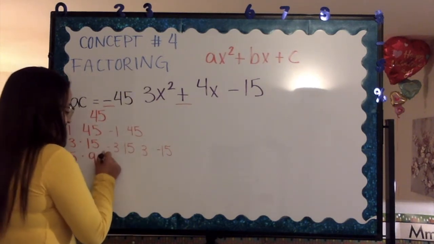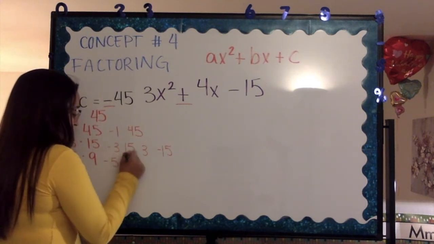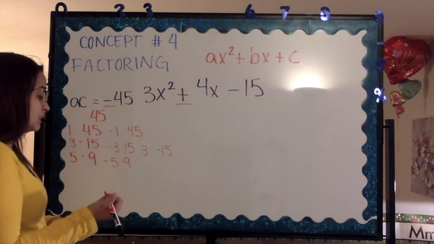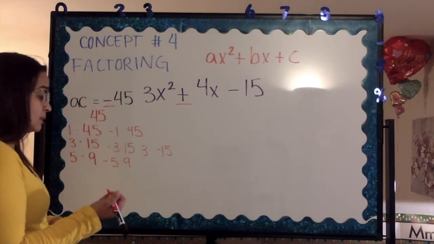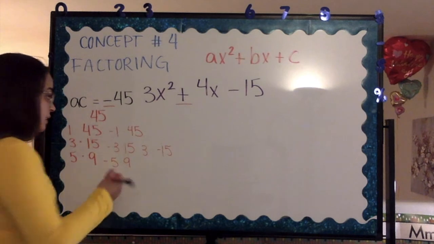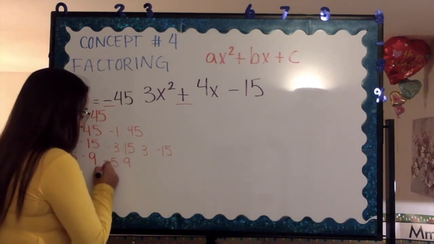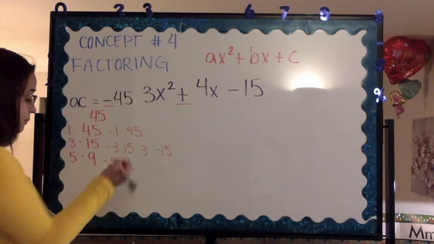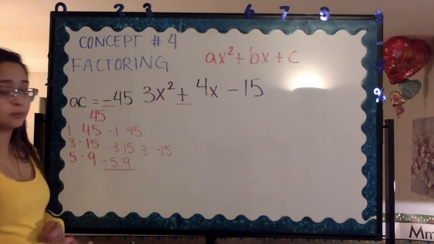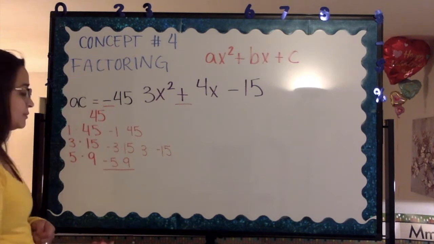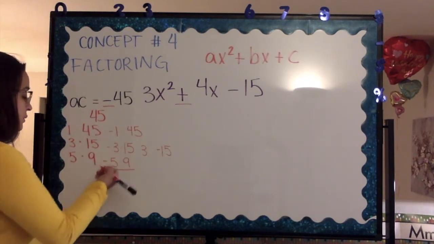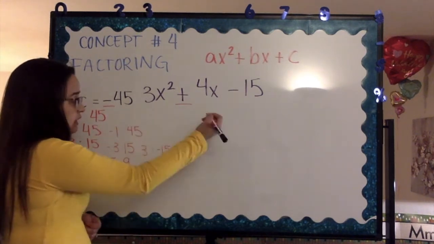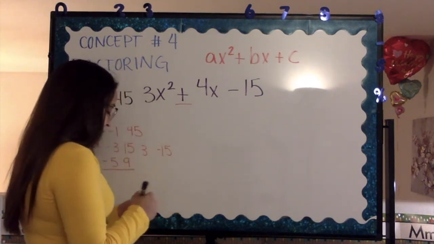If we had a negative 5 and we add it to 9, that would actually give us a positive 4. So, this is what we are looking for. A positive 9 and a negative 5. Okay? So, now that we know that that is what we're looking for, let's go ahead and break down our trinomial.